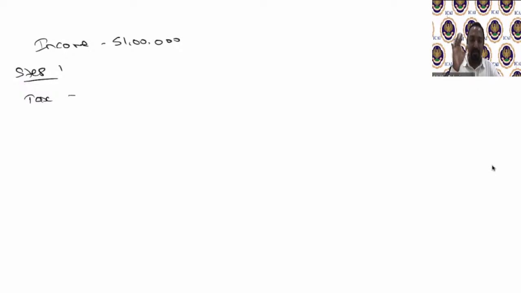So let's say income is 51 lakhs. What is step 1? Calculate the actual tax, whatever it is. Let's assume he's a normal person, not a senior citizen. Up to 10 lakhs, it is 1,12,500, plus 41 lakhs into 30%. What will that be? 12,30,000, right?